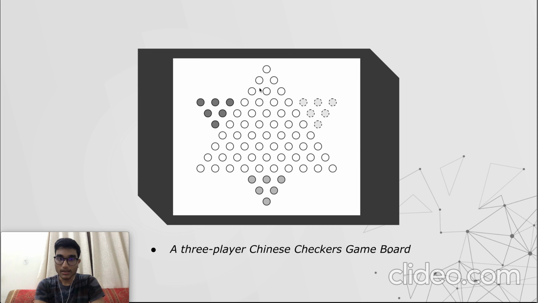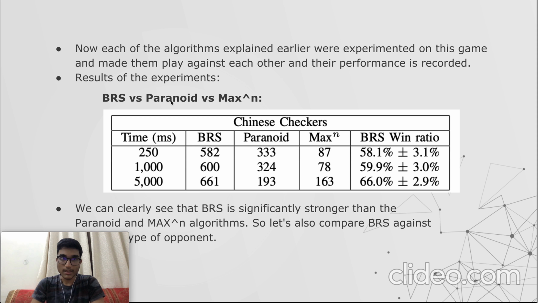Now a 3-player Chinese checkers experiment is conducted, where the 3 players were the algorithms BRS, Paranoid and Maxn, and the results were recorded. Here the time parameter is the time given for each move. In the first case, each move is given 250 milliseconds, in the second case 1000 milliseconds, and in the third case 5000 milliseconds.